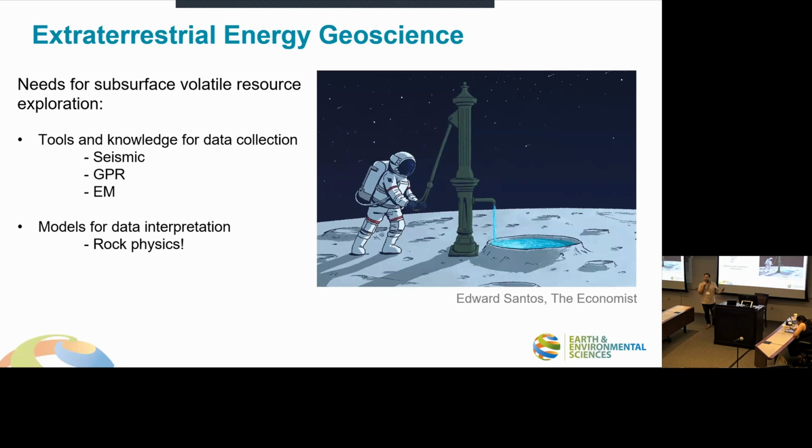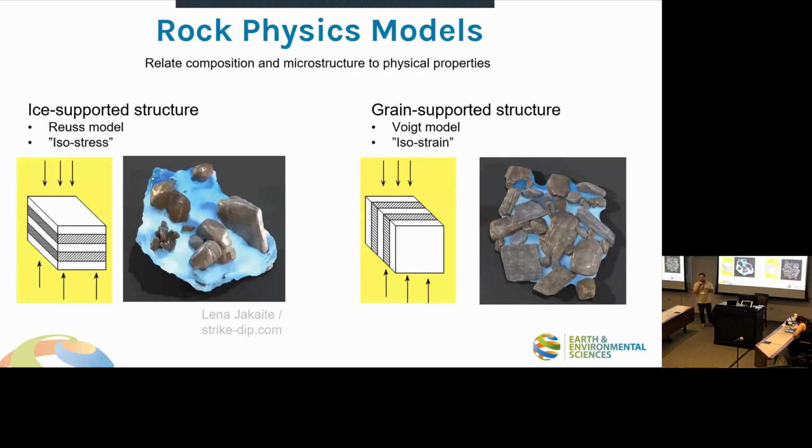And so to prospect for them, we need to use the same tools that we use to prospect for resources in the subsurface on the Earth. Those geophysical tools are things like seismic, GPR, electromagnetic methods, and to interpret the data from geophysical surveys like that, we need to have an understanding of the physics of different materials. I'm going to specifically be talking about seismic rock physics today.